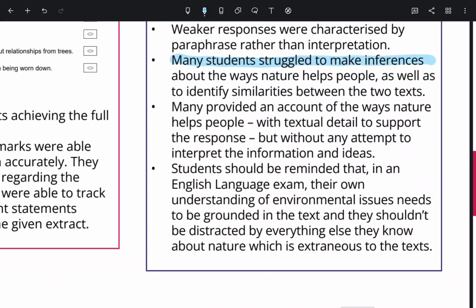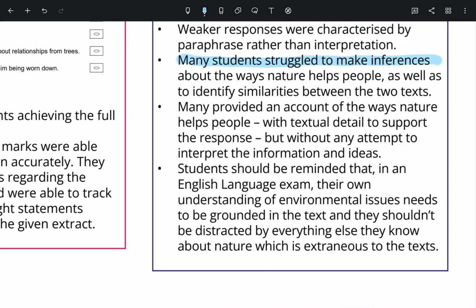Okay, that's super important. Many provided an account of the ways nature helps people with textual detail to support the response, but without any attempt to interpret the information and ideas. So that's where your inference skills come in. So make sure you infer in thorough detail.